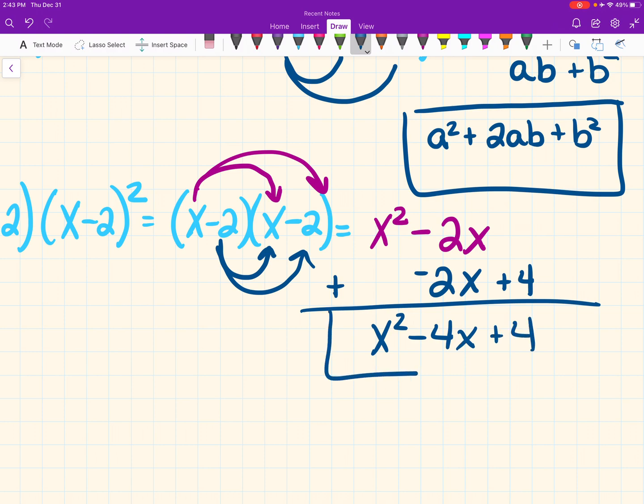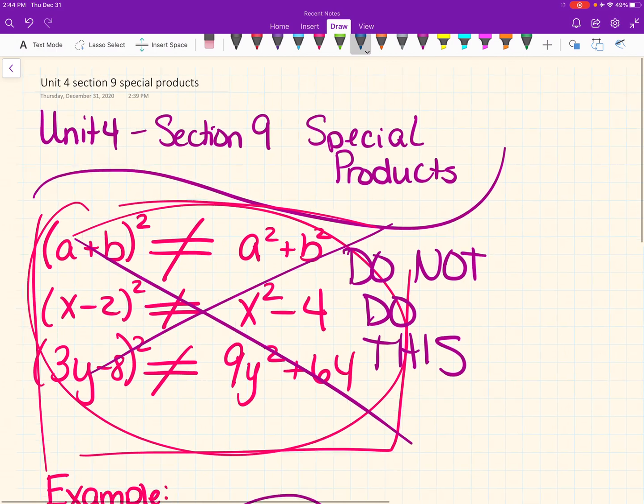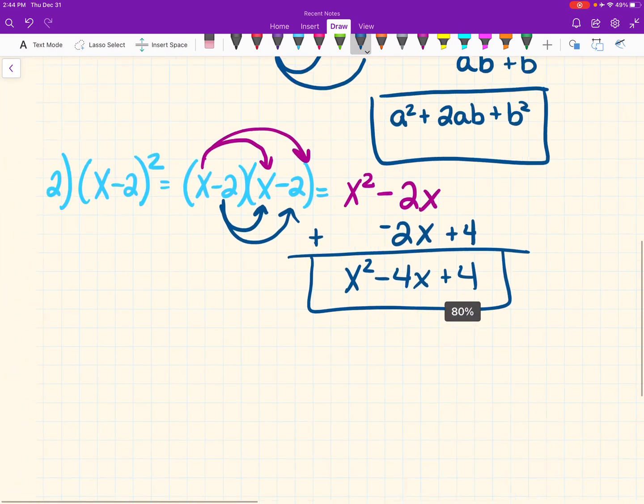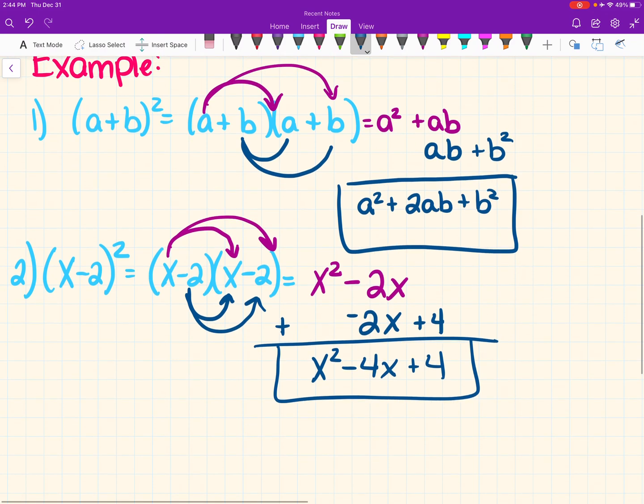Did you get that right using your method? If you don't use my method, use your method. Notice there's a middle term. That's what we were missing up here in this do not do. There's no middle terms up there. You're missing a whole part of it. So don't take a shortcut. It's not a correct shortcut.